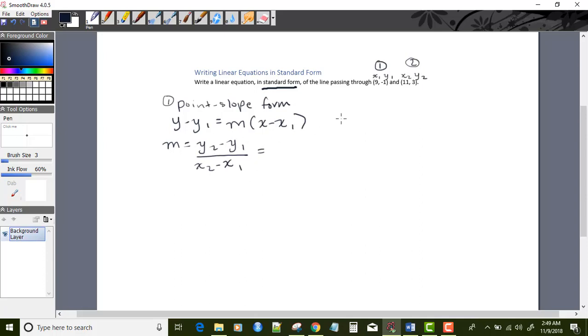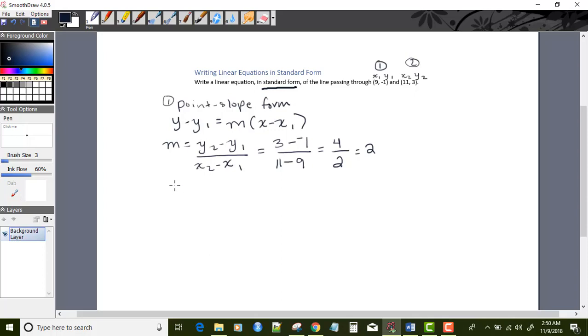And now I can just plug in my numbers. y2 is 3, y1 is -1. So it's 3 minus a -1. So my x2 is 11, and that's minus my x1, which is 9. So I'll have 3 minus -1, which is a positive 4. 11 minus 9 is 2. So my slope here is 2.